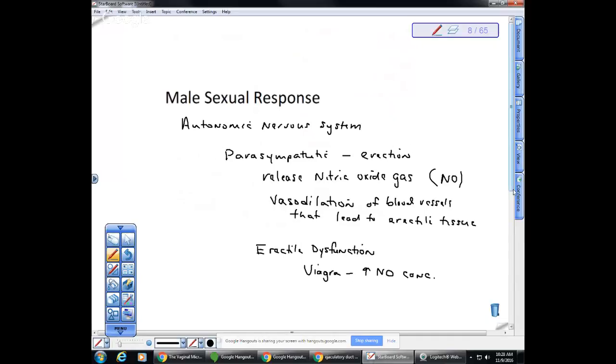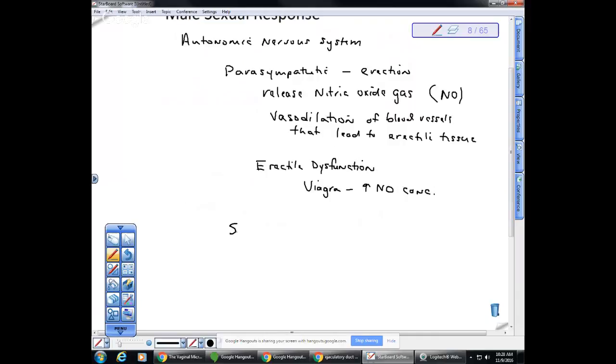Okay, so that's the first part of the sexual response. And then it's the sympathetic nervous system, the fight or flight, which actually causes the ejaculation. I think I mentioned this when we were talking about the autonomic nervous system. This is one of those weird things, the only thing in our bodies that has to have the two divisions working together. Parasympathetic has to occur first, and then the sympathetic has to take over and cause ejaculation. So it's kind of a complex thing that has to occur in order for the full male sexual response to occur.